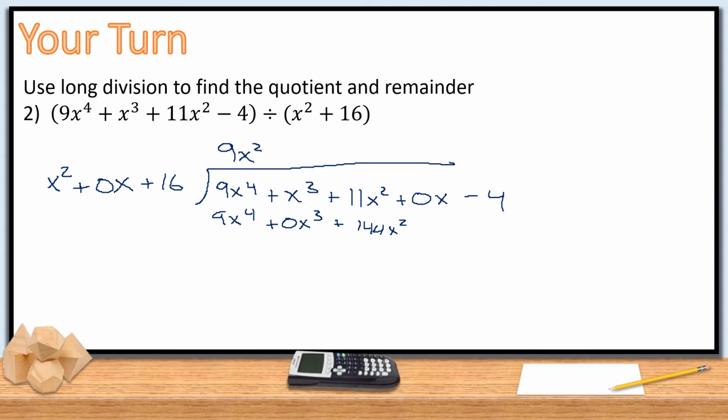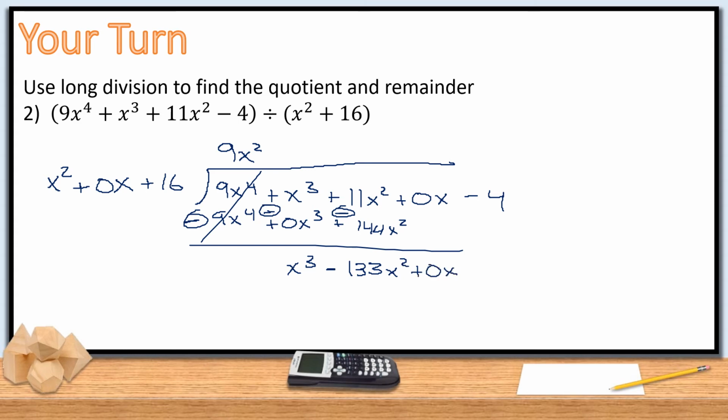So those are three terms. Subtract it, so minus 0 doesn't make a difference, and minus. So they cancel. We're still left with an x cubed, so x cubed minus 0 is still x cubed. 11 minus 144, so that's going to be negative 133x squared. And then we're going to have plus 0x.